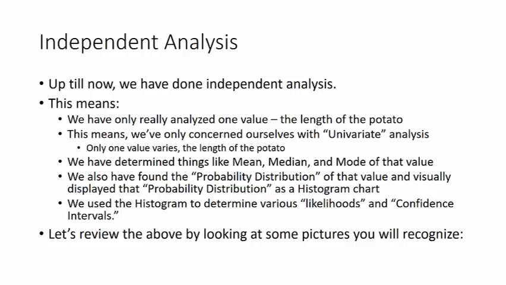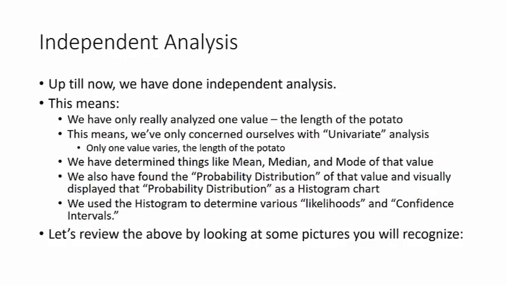So we really only concerned ourselves with this univariate analysis up till now. In other words, only one of the values varied, and that was the length of the potato. And so we determined things like mean and median and mode of that random variable. We also found the probability distribution, or in other words, which potato lengths were more likely to come out if you randomly picked a potato from the sample. And we drew a histogram chart of that.